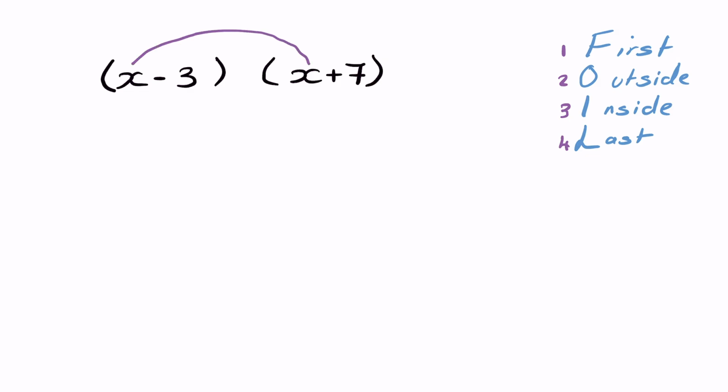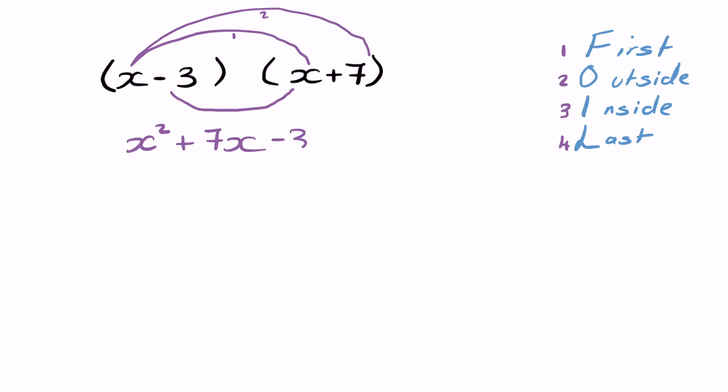Now, to begin with, you'll be doing these arches, but once you get comfortable with it, you don't have to worry about that. So that's the first one, and that is x times x. That gives us x squared. Then the second, which is the outside, that gives you +7x. Now we'll be dealing with a negative. So this -3 multiplied by x gives us minus 3x. And then the last is negative 3 multiplied by positive 7, which gives you negative 21.